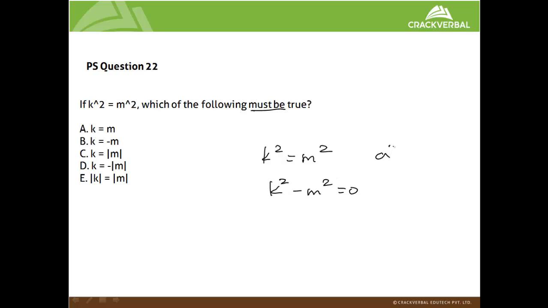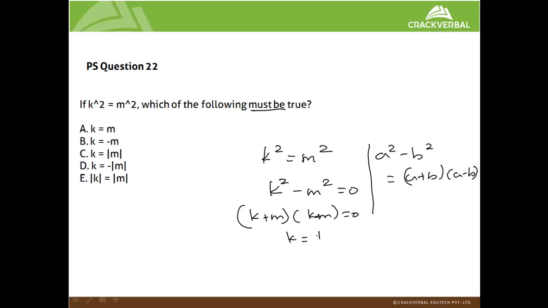This looks like the algebraic expression a square minus b square, which is nothing but a plus b into a minus b. Likewise, k square minus m square will be nothing but k plus m into k minus m, which is equal to 0. Now we can write this as k is equal to plus or minus m. Once we know that, it's easy to plug in.